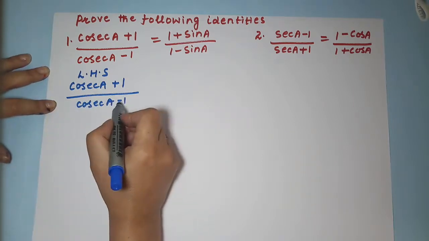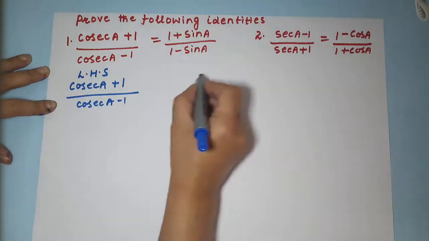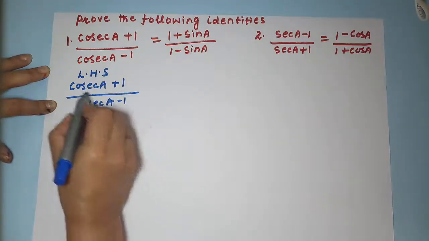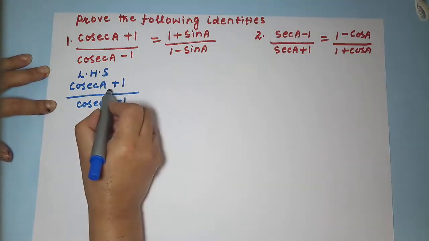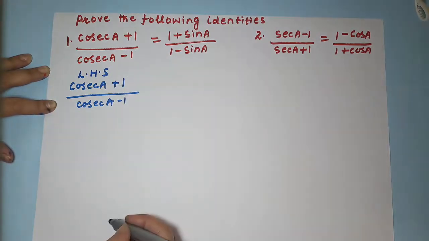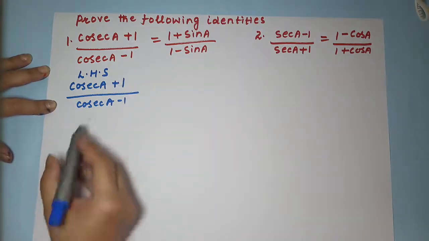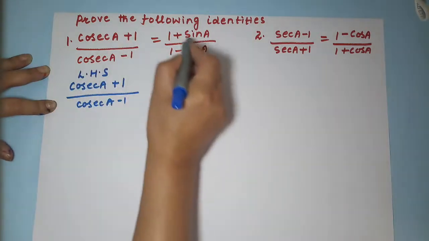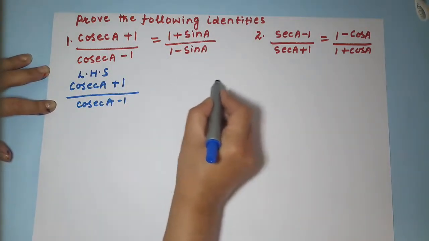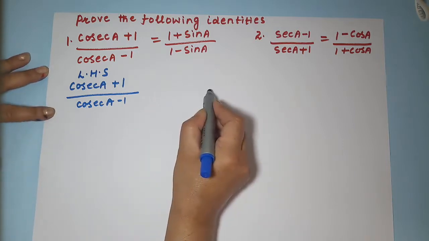Some students, what they do, they write equal to 1 plus sine A throughout. Now that's not a correct thing. Your examiner will look at your first step, and if you have written in your first step is equal to this, your question will not be checked. So you are actually solving it and proving it equal to this. So you should not write equal to 1 plus sine A upon 1 minus sine A.